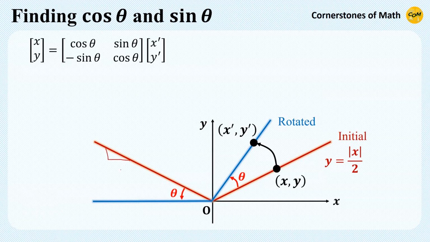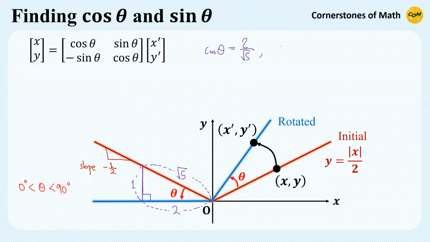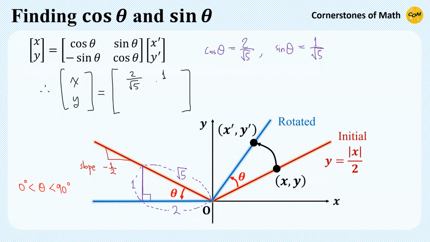And we can easily find the trigonometric values of this angle theta. You see, this part of the graph has a slope of minus 1 over 2. And since theta is between 0 degrees and 90 degrees in this case, we can simply draw a right triangle here to find out that cosine theta equals 2 over square root of 5 and sine theta equals 1 over square root of 5.